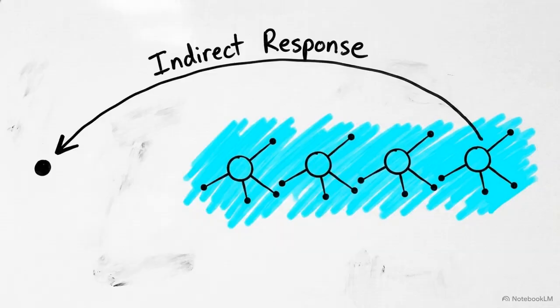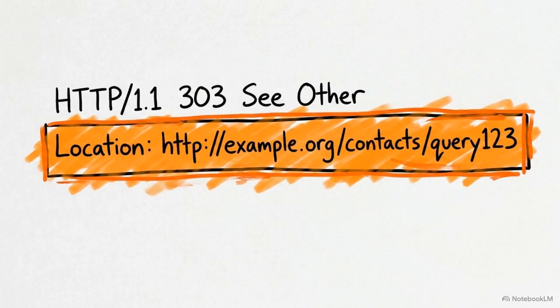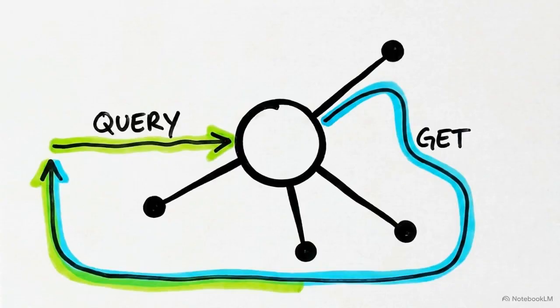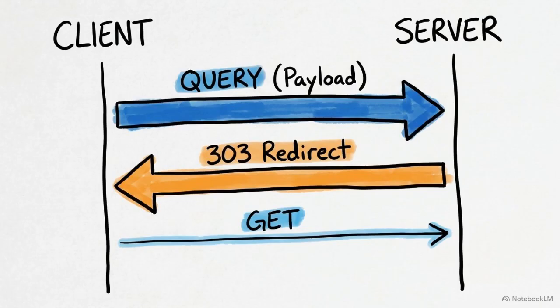Servers can leverage this by responding to a QUERY indirectly. Using a 303 See Other response, the server provides a Location header that points the client to a temporary URI containing the query results. The RFC rules regarding redirects are strict here. While most 300-level redirects force the client to maintain the original QUERY method, the 303 redirect explicitly instructs the client to convert its follow-up request into a highly efficient GET. This mechanism allows QUERY to act as a bridge, safely processing heavy data payloads before seamlessly handing the client back to traditional GET-based RESTful retrieval.